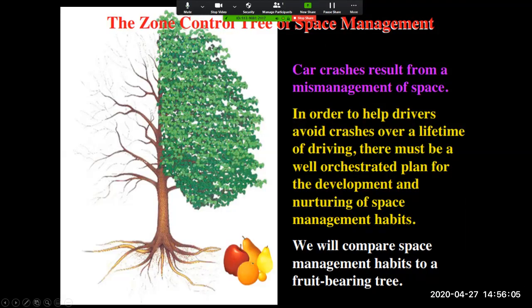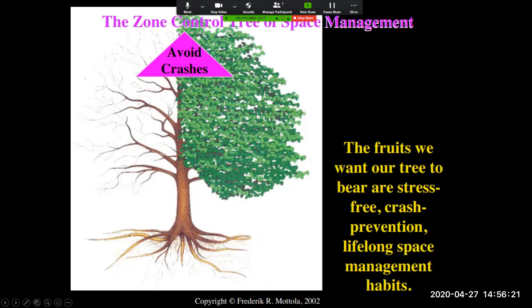Okay, so we're going to look at this as a metaphor, and it is going to be about a tree and bearing fruits. And if you like metaphors, great. If you don't, then have fun with English the rest of the week. Okay, so first and foremost, obviously, every time we go out and drive, we want to avoid a crash. We want to be crash free for our lifetime. Okay, if you never get into a car collision, that is fantastic, right?